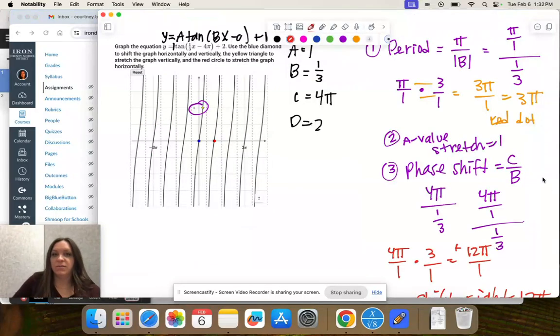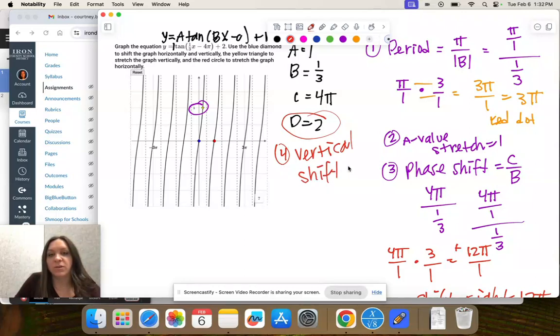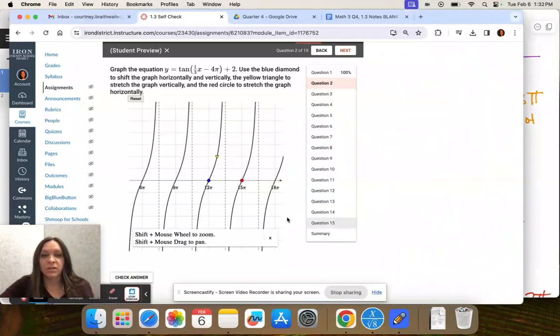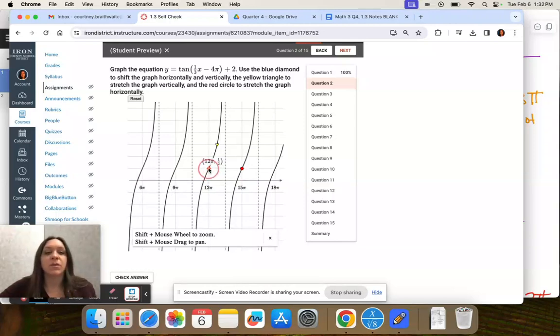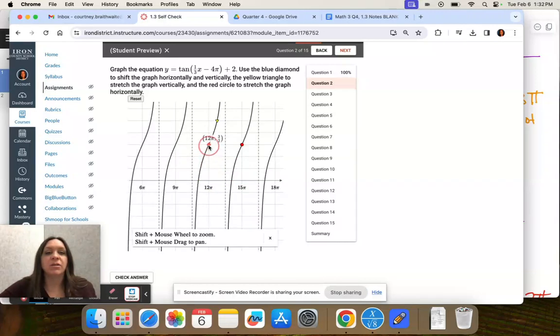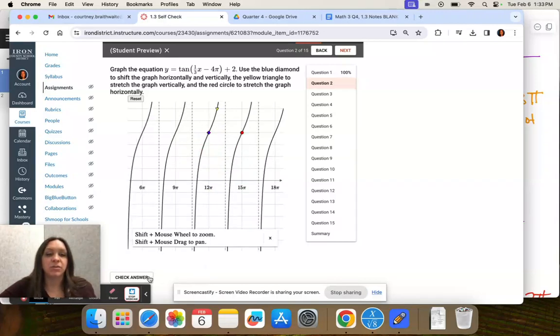And then my D value is the last one I want. That is my vertical shift. And it's positive 2. So I'm going to go up 2 units. And that's the last thing I do with my tangent function. So this was at 12 pi. You use the blue diamond to go up and down. So this needs to go up to 2. Look at my y value. So now it's at 2.